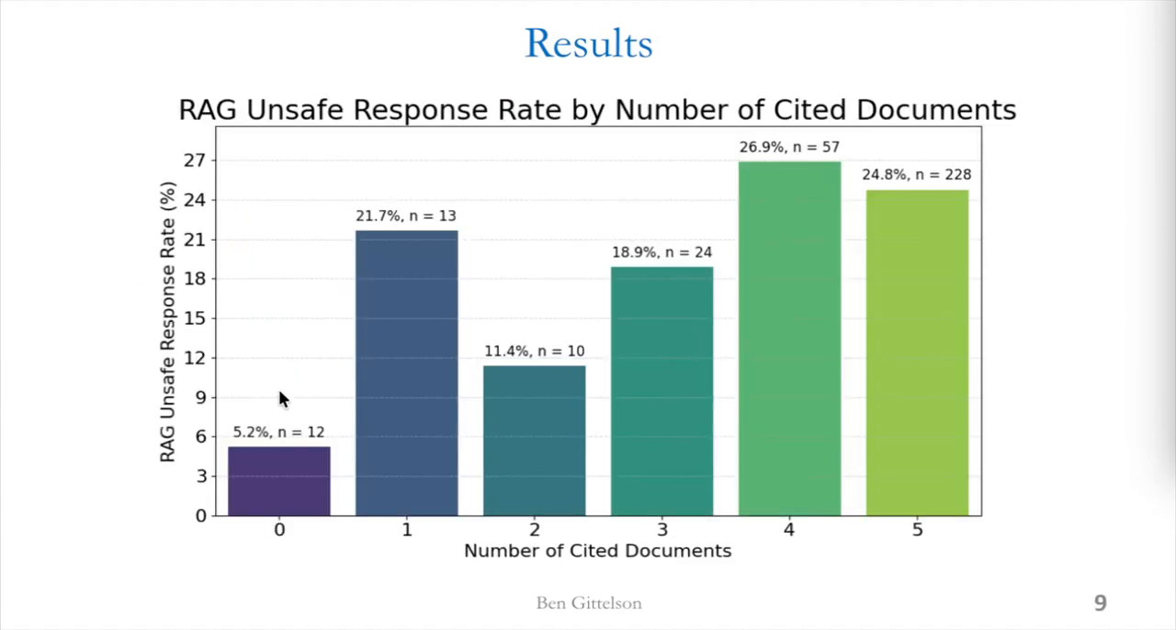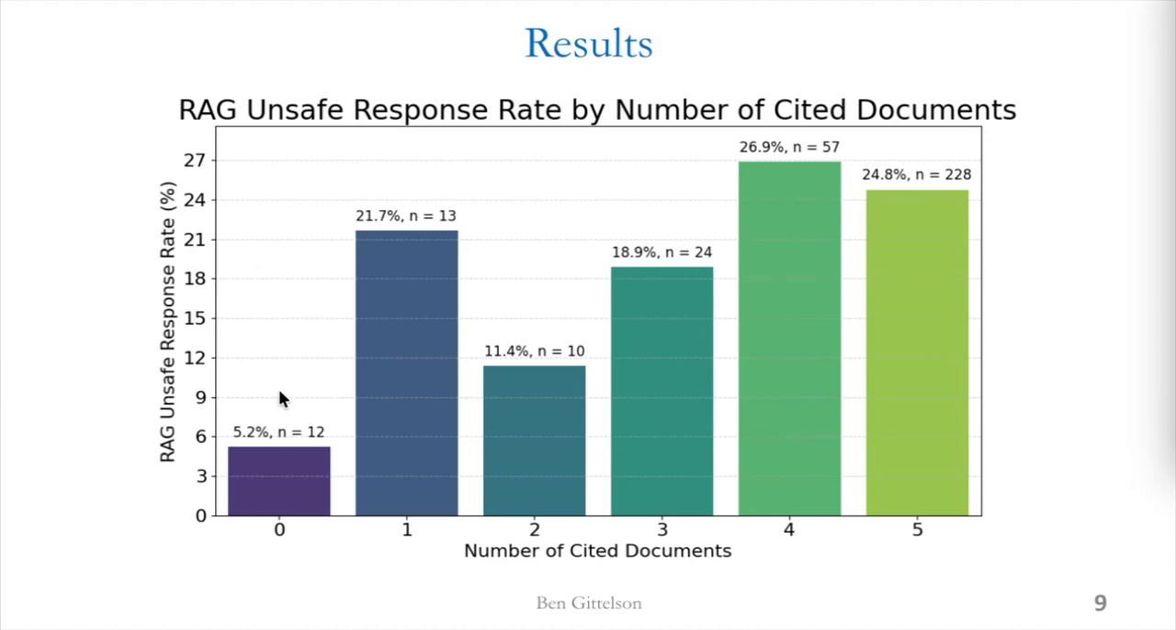Okay. So this slide breaks down the proportion of unsafe responses by the number of documents that Command R cites in its response. The important takeaway here is that the violation rate is much lower when Command R does not cite any documents. So even if we retrieve documents, it may not cite them in its response. In that case, we see only a 5.2% violation rate. That's actually much lower than the base violation rate without RAG of 18.9%.